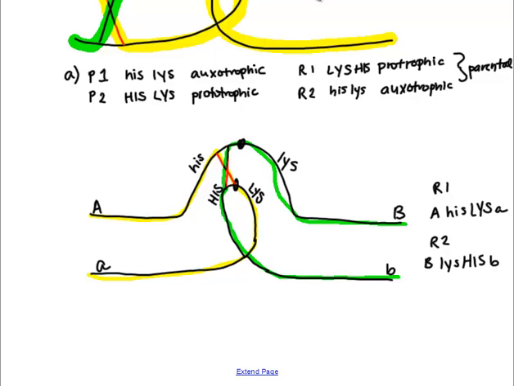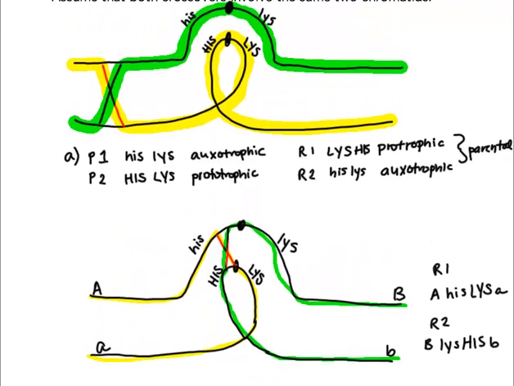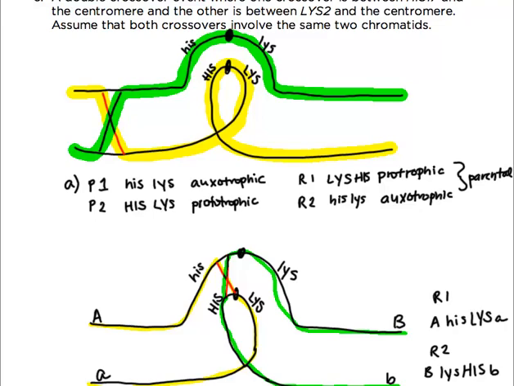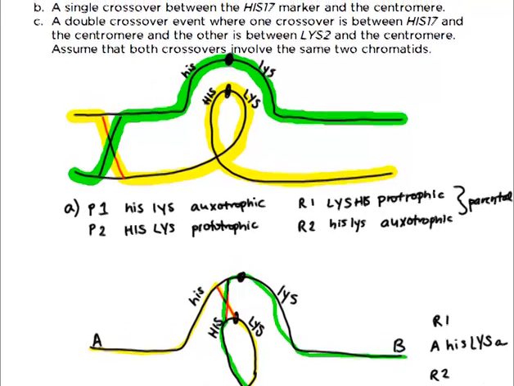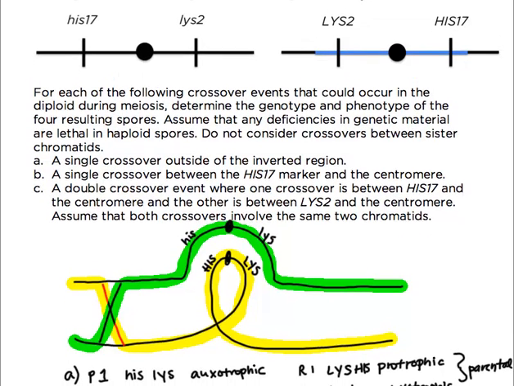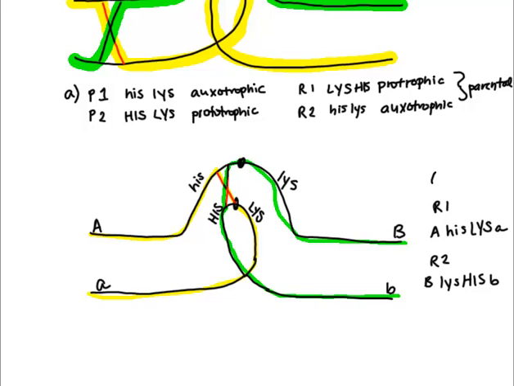So what do these flanking markers tell you? Well, this recombinant 1, this spore, has a duplication in gene A, and it's missing gene B. Now remember in the question, it says, assume that any deficiencies in genetic material are lethal in the haploid spore. So now these recombinants that we're talking about are spores. And it's saying that any deficiency is lethal. So for R1, that's deficient in B, so this is lethal. And R2 is deficient in A, which is also lethal. So the recombinants here, neither of them are viable, so they're both lethal.